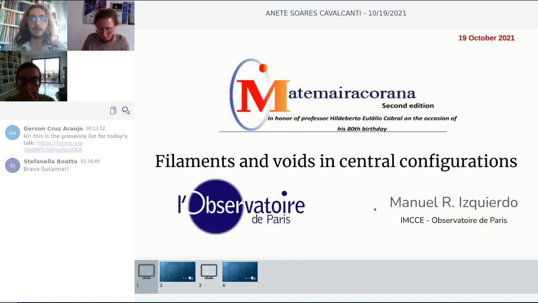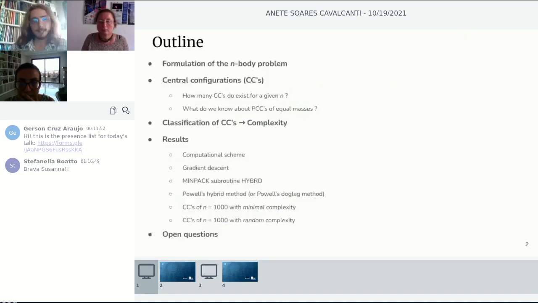Basically, what we wanted to do was to do simulations of a Newtonian Big Bang in which we started from a central configuration. So in order to do this, we had to compute central configurations for a large number of bodies. We say large number, for example, for 100 bodies or for 1,000 bodies. And these are the results that we will present in this short talk.